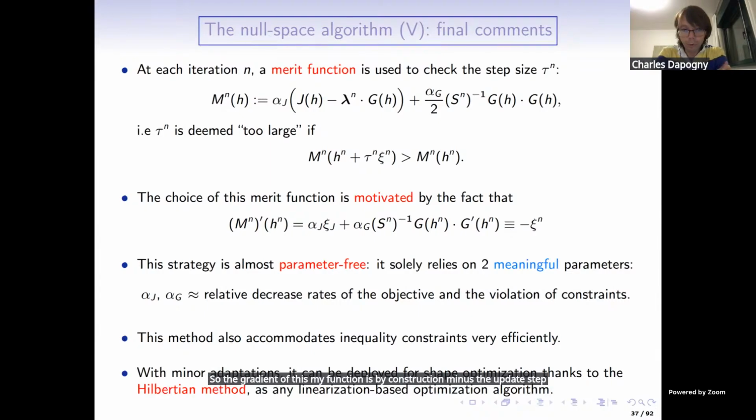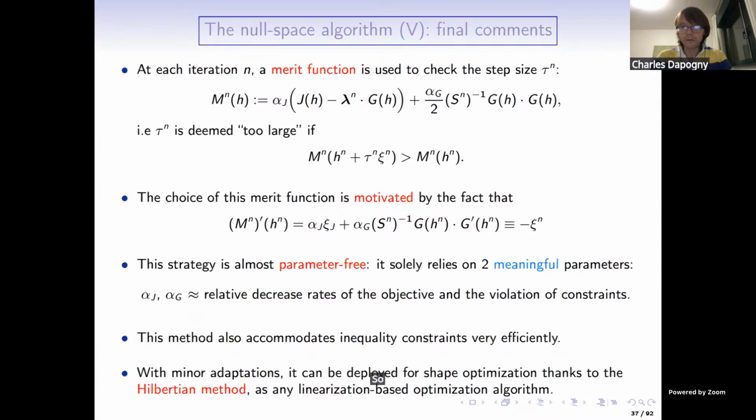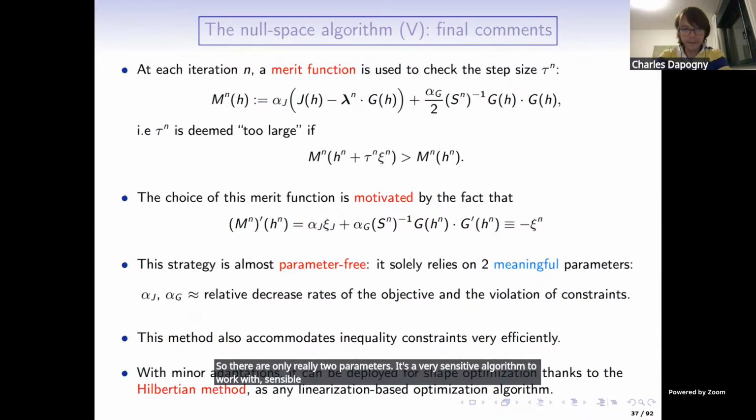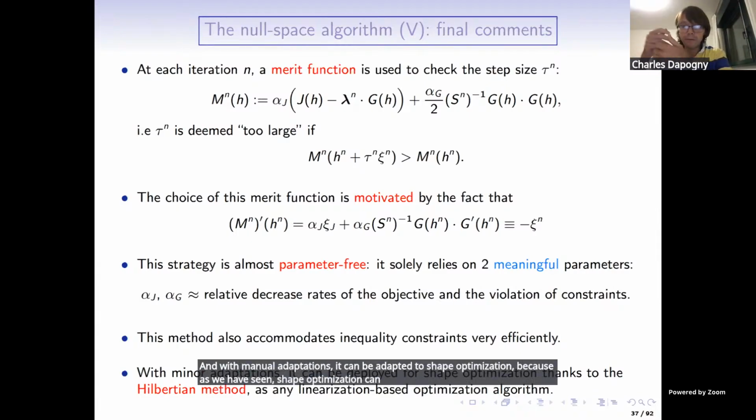One good side of this strategy is that it's almost parameter free. There are only two parameters in this strategy, which are the weights alpha j and alpha g, at which we want the algorithm to decrease the value of the objective and to reduce the violation of the constraints. So there are really only two parameters. It's a very sensible algorithm to work with. And with minor adaptations, it can be adapted to shape optimization because, as we have seen, shape optimization can be given somehow a Hilbertian structure by the Hilbertian trick that I mentioned just before.